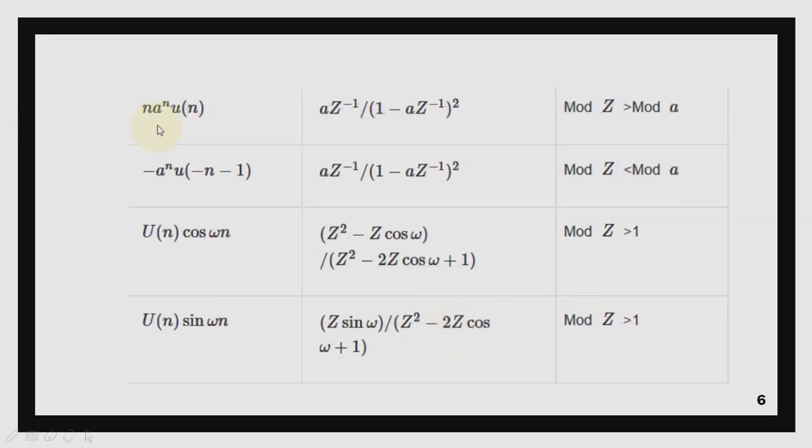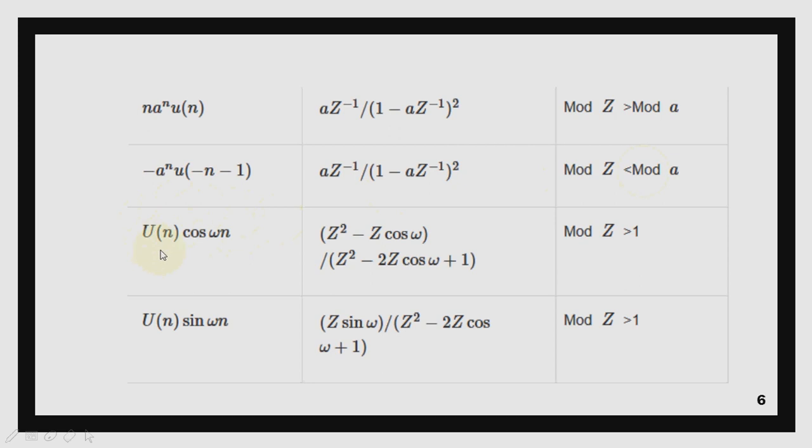If the signal is n a raised to n u of n, then its Z transform is a into Z raised to minus 1 divided by 1 minus a into Z raised to minus 1, whole squared. Its ROC is mod of Z greater than mod of a. And if the sequence is minus n a raised to n u of minus n minus 1, then the Z transform is a into Z raised to minus 1 divided by 1 minus a into Z raised to minus 1, whole squared, and its ROC is mod of Z less than mod of a.